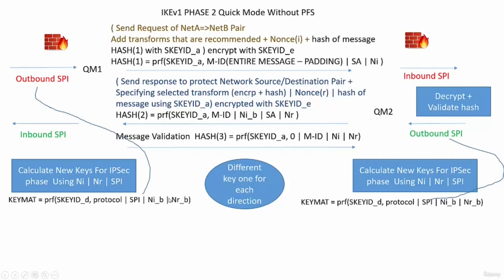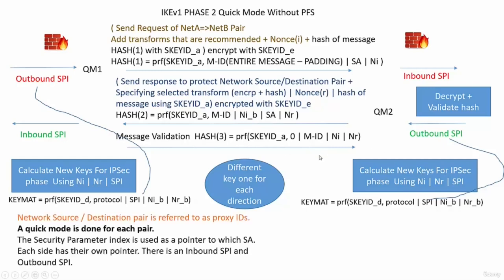Now, because the traffic is getting sent with one key, it's going to get decrypted with that same key. And this firewall knows what that key is since it has all the input information. It has all the parameters of the function: the SKEYID, protocol, SPI, nonce initiator and nonce responder. The traffic encrypted from this side to this side will use a different key than traffic encrypted from the opposite side. So the network destination pair is referred to as proxy IDs.